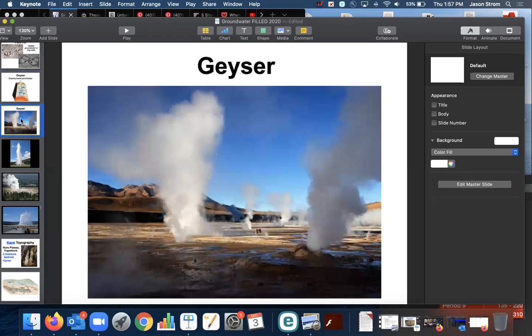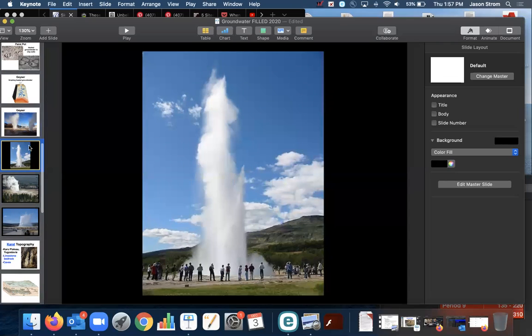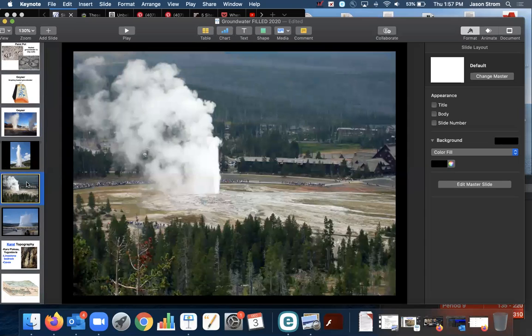Again, Yellowstone National Park has the most geysers of any place in the world. Iceland is the second highest. But like I said, some are larger than others. I've not been there, but it would be a nice place to visit.